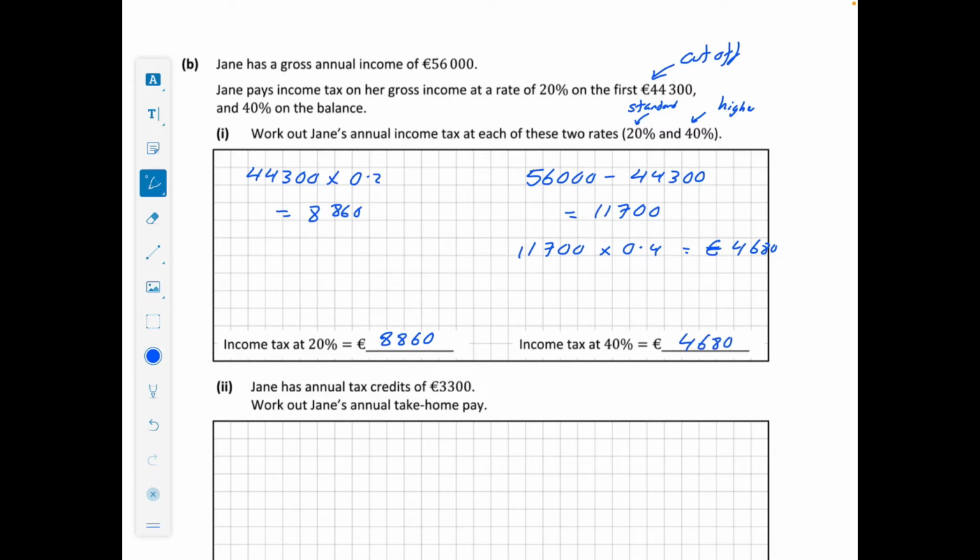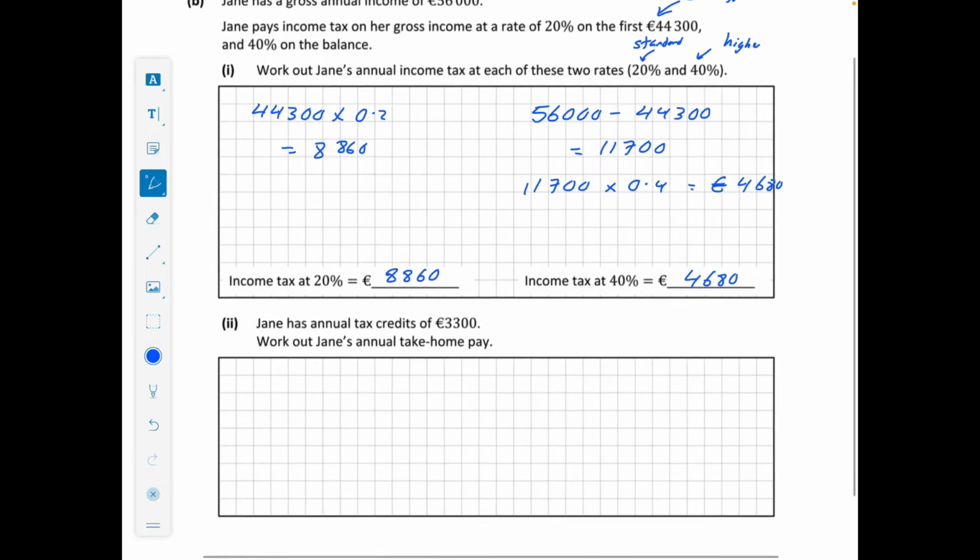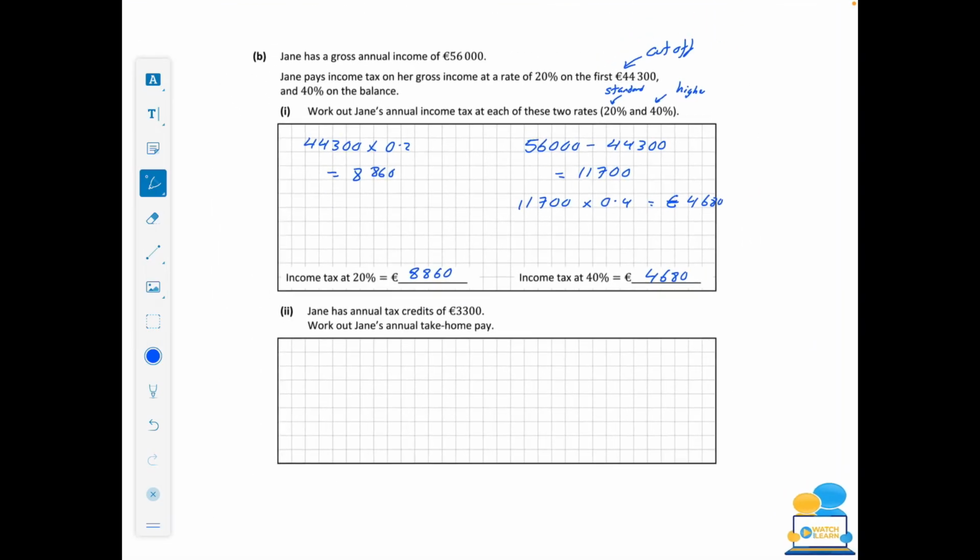So there, that broke it down for us. Sometimes people actually find that more confusing, but remember, it's still part of the big long method we were doing a minute ago. They just have to break it up into sections. Now, Jane has annual tax credits of 3,300. Work out Jane's annual take-home pay. So take-home pay is another word for her net income. Tax credits, remember, are a good thing.